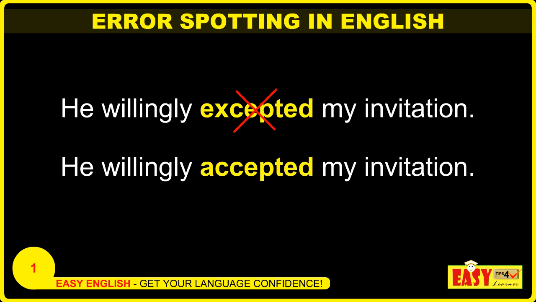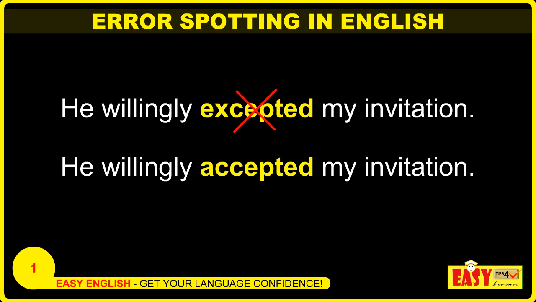So again look at the sentence. He willingly accepted my invitation. Excepted is wrong. So what would be the correct one? He willingly accepted my invitation. A-C-C-E-P-T-E-D. Accepted. So it's just a small minute error of E and A. And not only that, while pronouncing it might sound as the same one. Accepted, excepted. But when you write it, you will know the difference. And not only that, the meaning is a varied one.